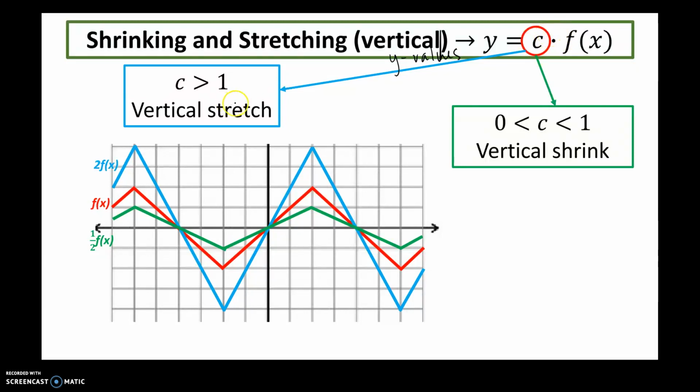If that multiplier is bigger than 1, we're stretching the graph vertically. That's what we have in blue there. If the multiplier is between 0 and 1, then we're shrinking the graph vertically, and that's what's graphed in green.